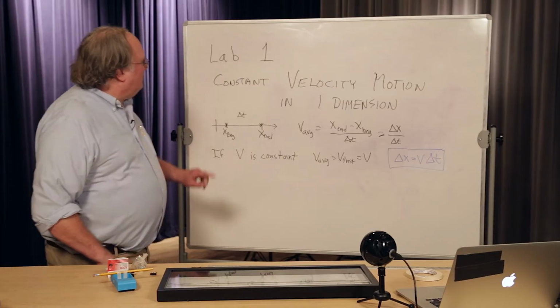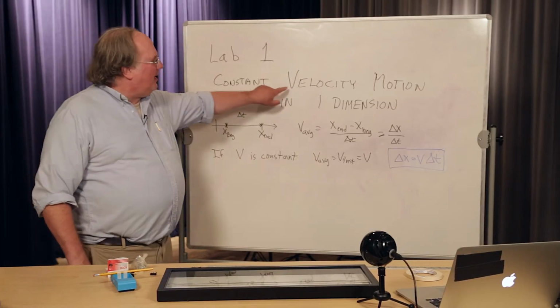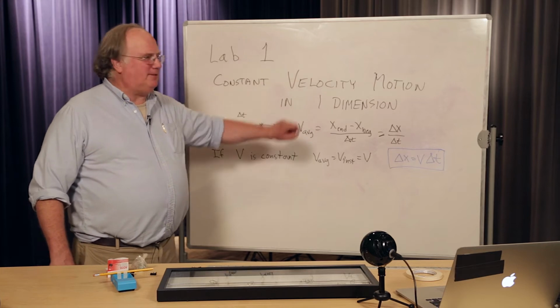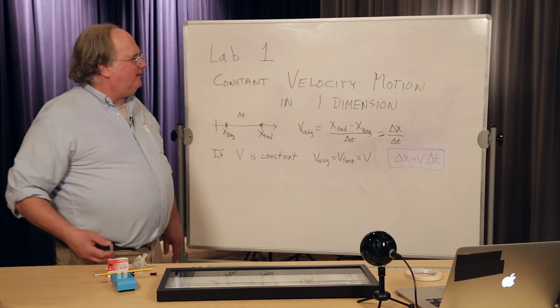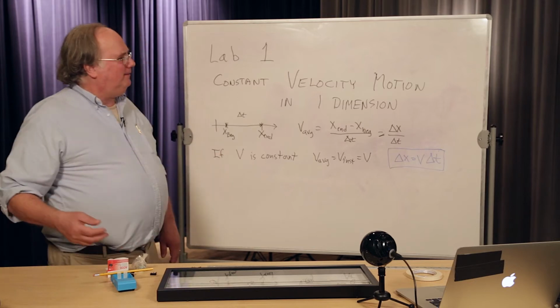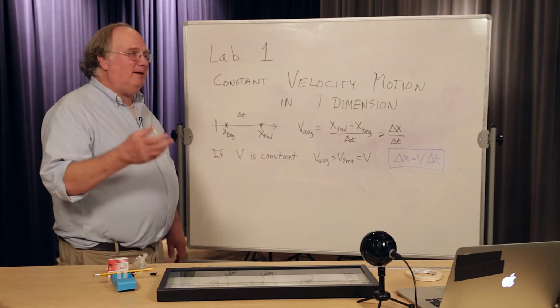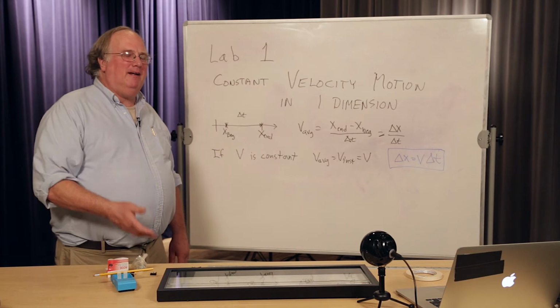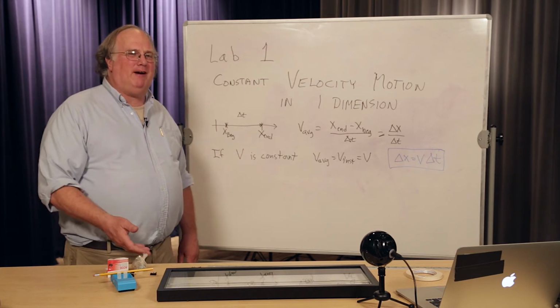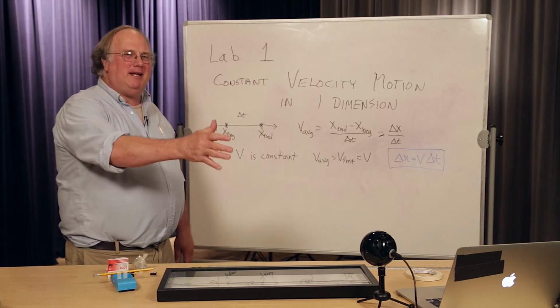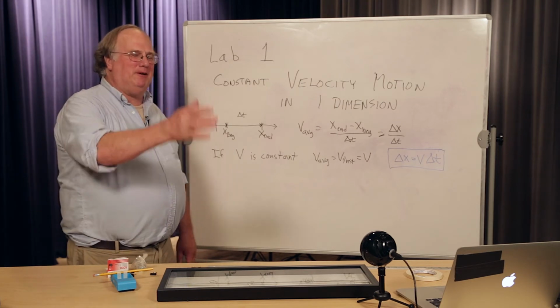All right, the first lab we're doing is about constant velocity motion in one dimension. That means something moving at the same speed in one direction. It doesn't speed up, it doesn't slow down, it just keeps going. It's kind of like a car that moves at 55 miles an hour straight down the highway through North Dakota.